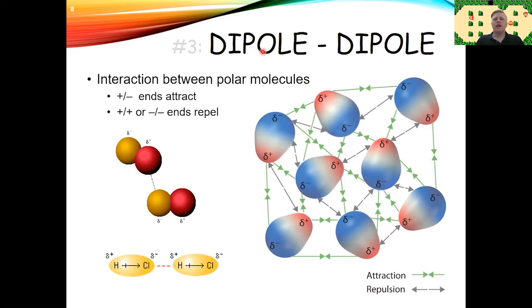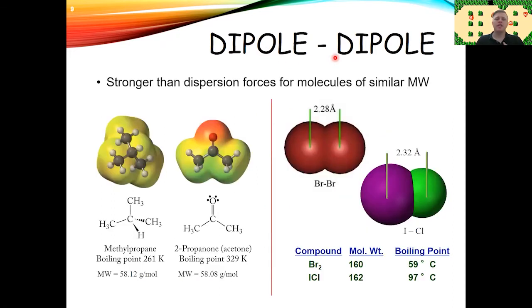And of course, dipole-dipole interactions, like I say, are going to be stronger than dispersion forces, especially for molecules of similar molecular weight. So right here, I have methylpropane. This is just a 3-carbon chain with 1 carbon sticking up top. And I'm comparing that to 2-propanone, also known as acetone. This is also a 3-carbon chain, but it's got an oxygen sticking up, double bonded to that central carbon. Both of these molecules have molecular weights of about 58 grams per mole.